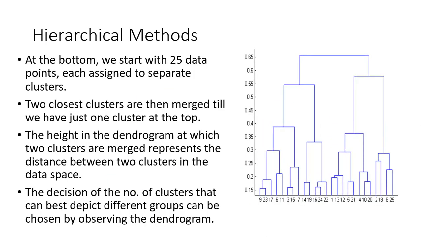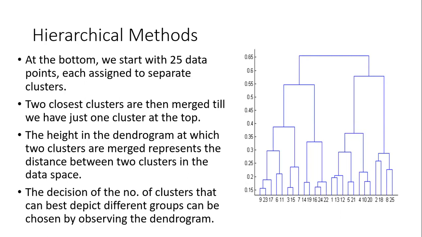So at the bottom we start with 25 data points, two closer clusters, and then merge till we have just one cluster at the top. This is called the dendrogram. The height in this dendrogram at which two clusters are merged, like I'm merging it here, that represents the distance between two clusters in the data space. What does that mean? The height at which it is merged represents the distance between two clusters.